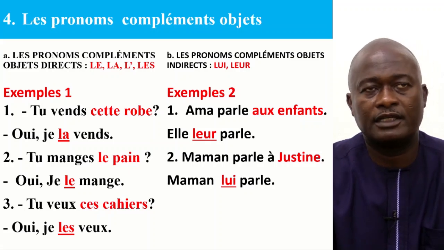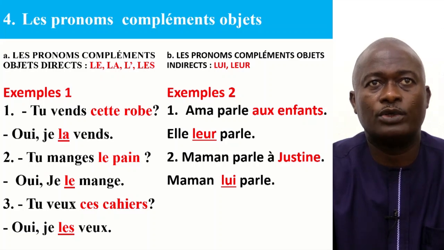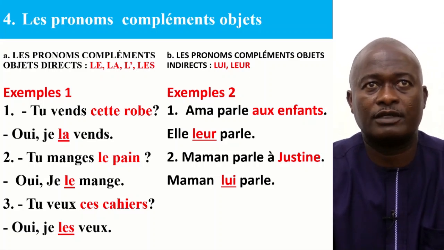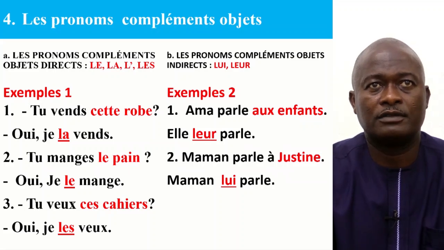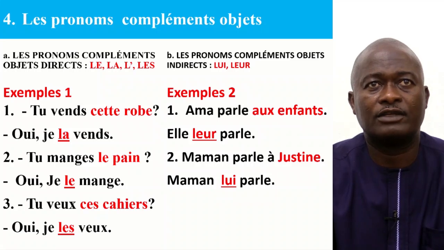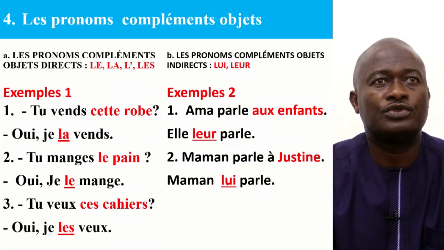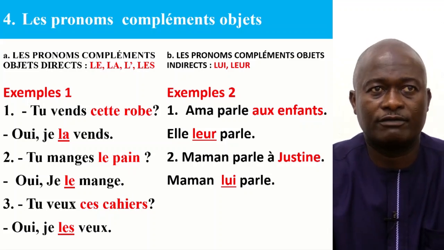Okay, I'm taking it in English. We have the direct object pronouns, which are le, la, l' apostrophe, and les. The le represents direct object masculine, and the la represents direct object feminine. And their plural is les. Nevertheless, when the le or la is followed by a verb starting with a vowel, we cancel the e of the le or the a of the la, and then you put the l apostrophe there. For example, we have « Tu vends cette robe? » « Oui, je la vends. » OK?